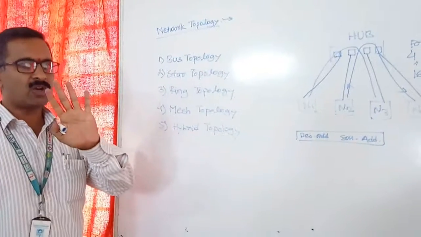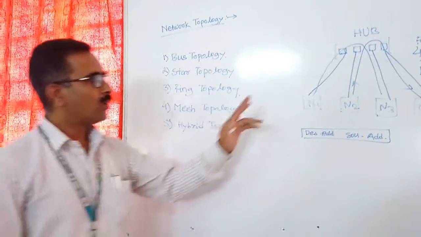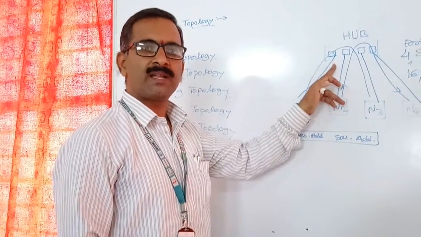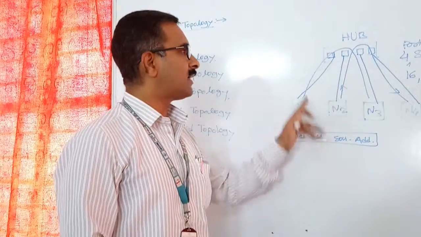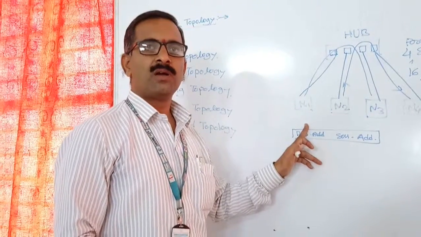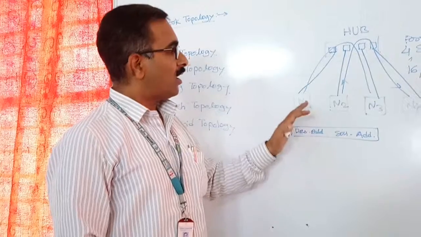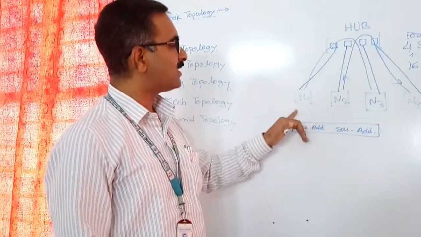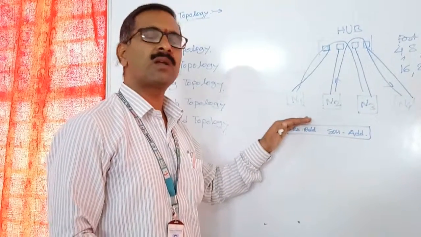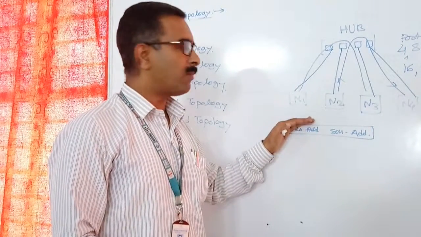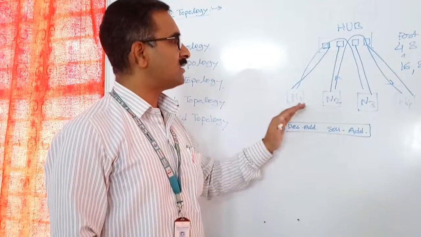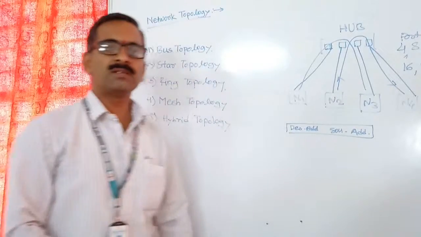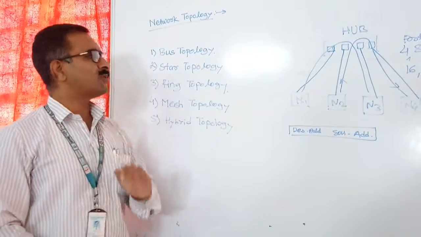The disadvantage of this star topology is that if the hub gets damaged or has any problem, the entire network collapses. The advantage is that, apart from the hub, if any device has a problem, the network does not have any problem. Another advantage is that here also we require only minimum cabling. This is our star topology.